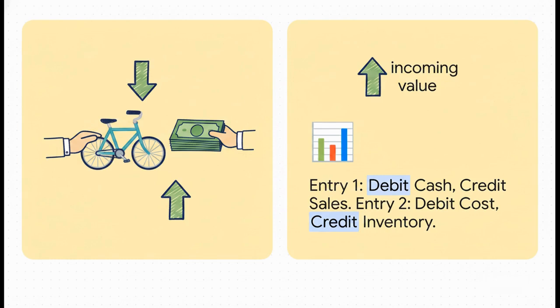But hold on, you can't stop there. Simultaneously, you have to record the expense of the inventory physically leaving your hands. So, entry B, debit cost of sales, which is an expense, for $2,500, and credit your inventory asset for $2,500. Do not let them trick you into doing just a single entry here.